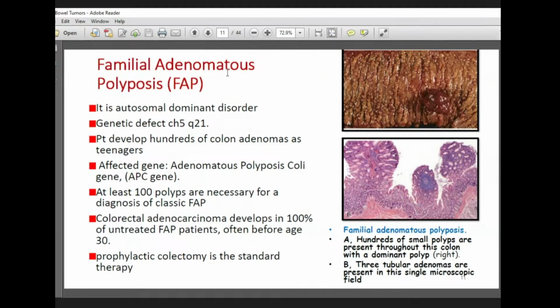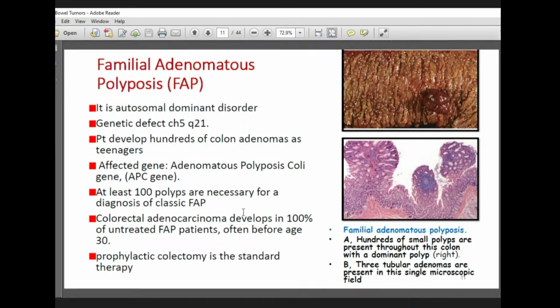To discuss one very important syndrome, FAP is an autosomal dominant disorder. It is a genetic defect on the short arm of chromosome 5, band 21. Okay, so located on chromosome 5. The patient develops hundreds of colon adenomas during teenage life also. The affected gene is the APC gene, adenomatous polyposis coli gene, located on chromosome 5. You need to have at least 100 polyps to diagnose FAP. Histologically, they are usually tubular adenomas and colorectal carcinoma develops in 100% of the cases.